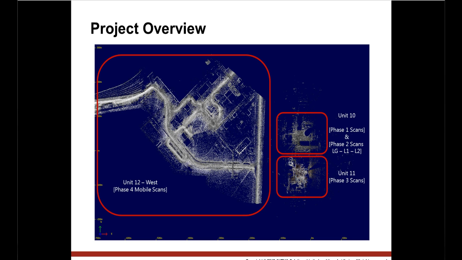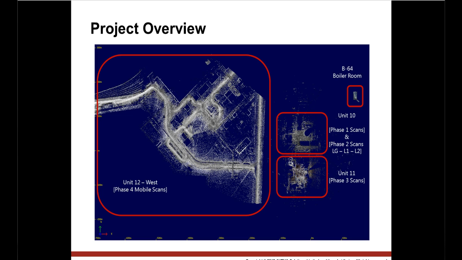The scanning of Unit 12 was Phase 4 and is the largest area to be scanned. Therefore, a scanner mounted on a vehicle was used. This data is also pre-registered. This phase will be a great example of how LFM Server can accept data from various source of scanner types.